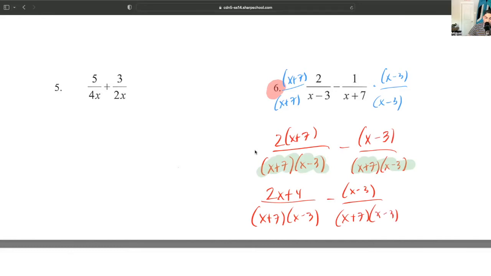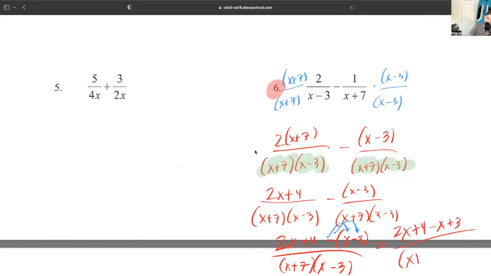The reason being is that when I'm going to combine these things, I'm going to have to do this: 2x plus 14 minus, and I'm still going to have that parentheses because I need to make sure to distribute it to both the x and the minus 3. So whenever you have a subtraction, you got to be very, very cautious with your work here. And that leaves me with an answer of 2x plus 14 minus x minus 3 over x plus 7 times x minus 3, and then I can go ahead and combine common denominators.